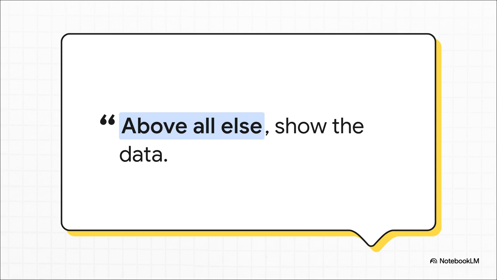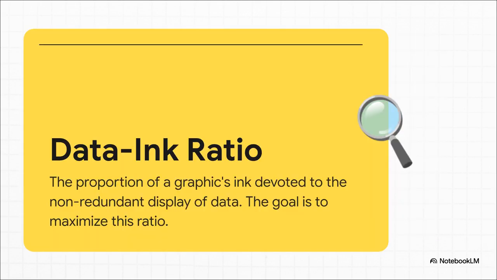Everything else, all the design, all the colors, all the formatting, it all has to serve that one goal. The data is the hero of the story. The chart is just the stage. And this leads to his first big rule, the data-ink ratio. It sounds technical, but it's really simple.